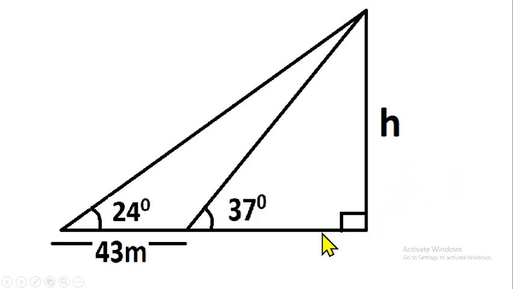Now, without wasting much of our time, if from here to here is 43, we can call from here to here a variable. Let's call it x. So in this small right angle triangle, this side is x and this side is h. If this part is x, what will be the full base of the big right angle triangle? That will be x plus 43.